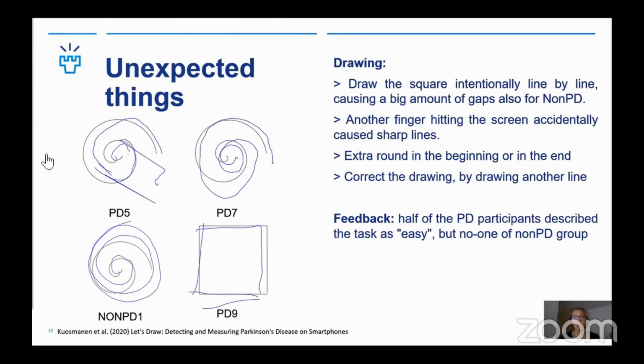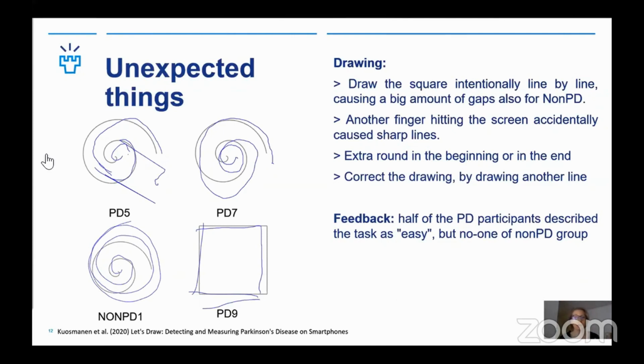Some drew extra rounds in the beginning or in the end of the spiral, like the PD7 and non-PD1 spirals on the slide. An extra round in the beginning mixes the error calculation that utilizes the angle in finding the closest dot of the template. Some participants made corrections to the drawings by drawing another line closer to the template, as in the square on the slide. We asked feedback after the task.